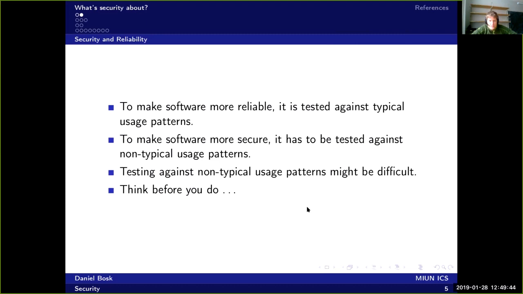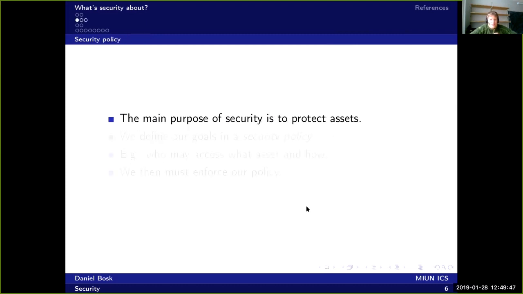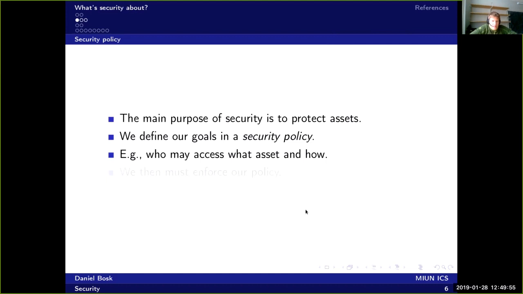So the main purpose of security is to protect assets. So we define our goals in a security policy. So for instance, who may access what asset and how, and then we have to enforce this policy, and there are various mechanisms we can use to achieve that.